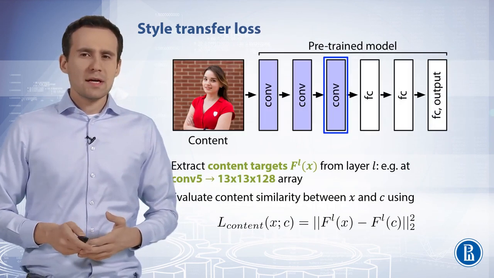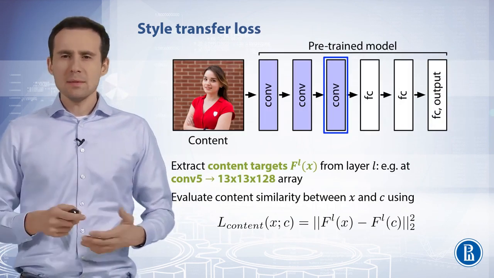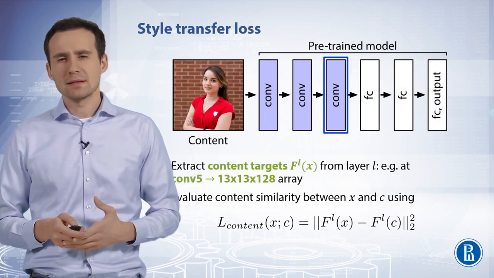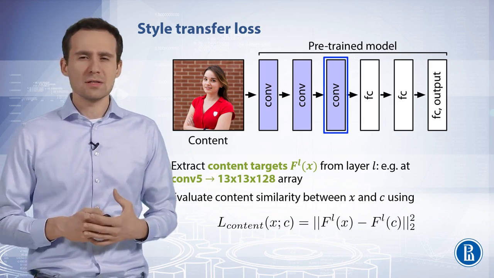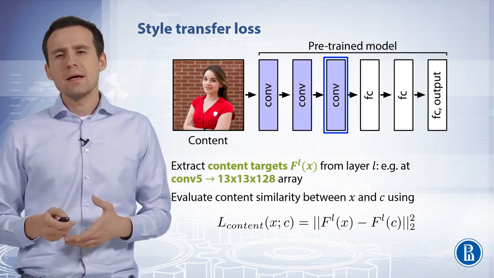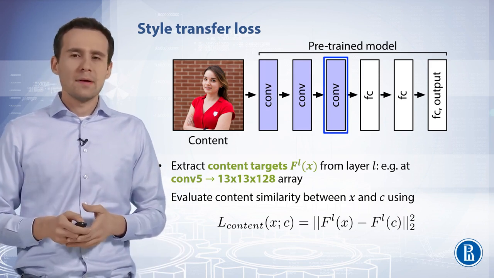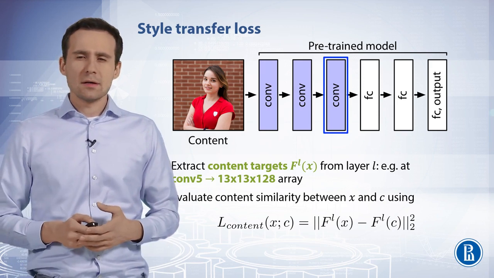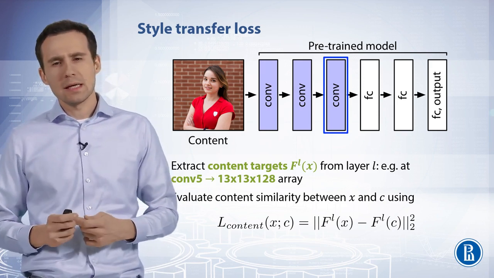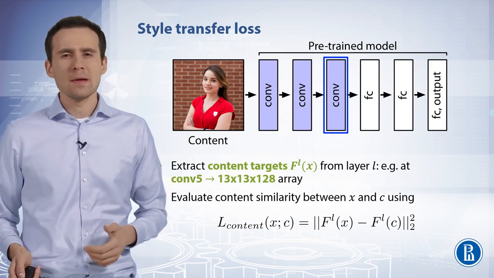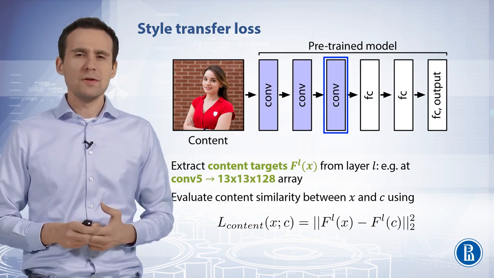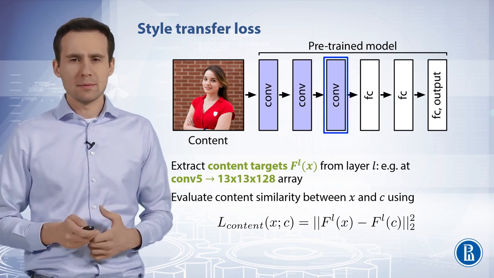To match image content, a content similarity between images should be defined. For style transfer, we extract content targets represented by activations at a certain layer in a pre-trained convolutional network such as AlexNet, a network pre-trained on ImageNet. For instance, at layer conv5 in AlexNet, we will obtain a 13 by 13 by 128 array of feature activations. We then measure content similarity using Euclidean loss in the space of feature activations induced by input images.